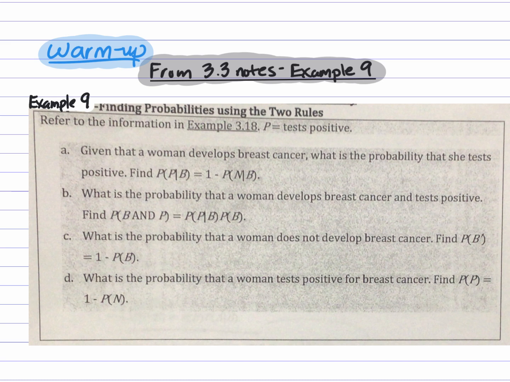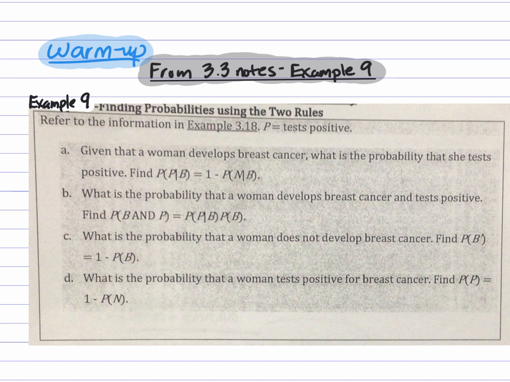Starting out with example 9 from lesson 3.3, where we were finding probabilities using the two rules. This example uses a lot of complements, and I thought it would be a good example to go through together, even though we weren't able to get to this example in the notes. It is asking us to refer to example 8 that was in the notes, and so some of the information that I get for this is going to come from that.